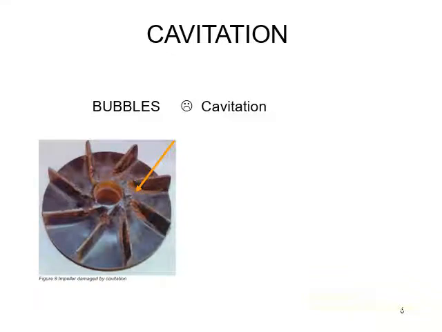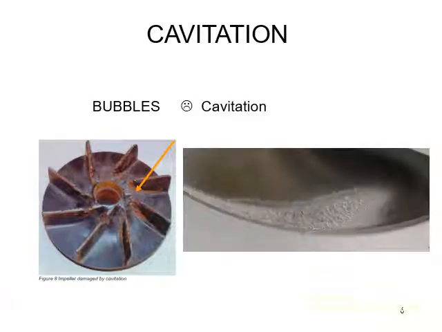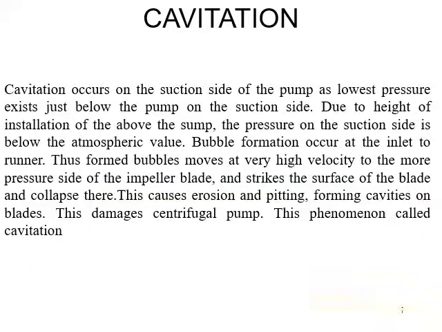Next, cavitation. This figure shows the effects of cavitation, where the indicated surface shows the erosion of the blade, and one more figure shows the erosion of the blade's surface. Cavitation occurs on the suction side of the pump, as the lowest pressure exists just below the pump on the suction side. On the suction side, the pressure is lesser than the atmospheric pressure, or commonly called vacuum pressure.